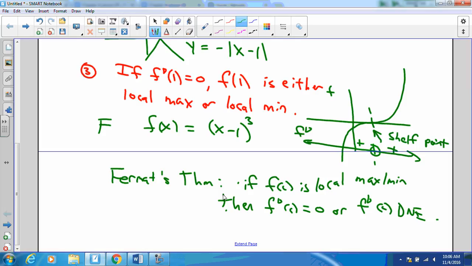X cubed as a counterexample, since it's the same concept but a different point. Well, it's not a counterexample for this particular thing because it doesn't meet the condition that's required of that particular thing. For x cubed, f prime of 1 is 3.